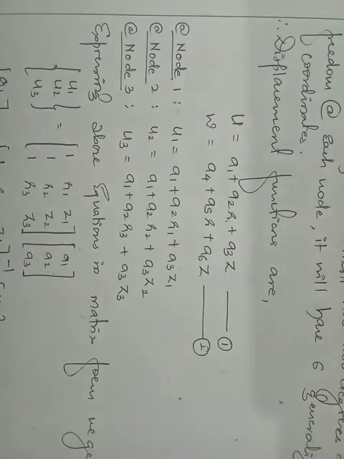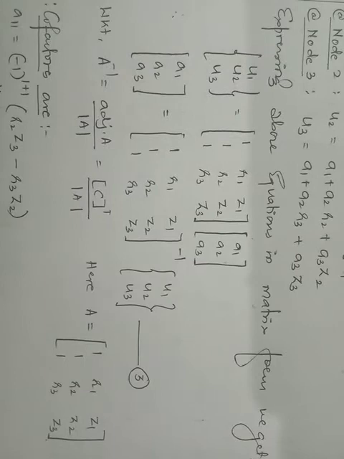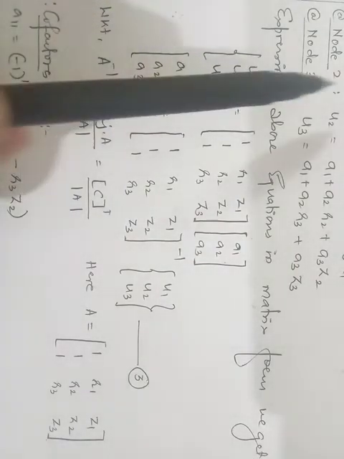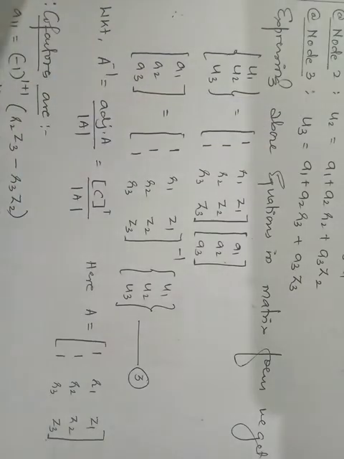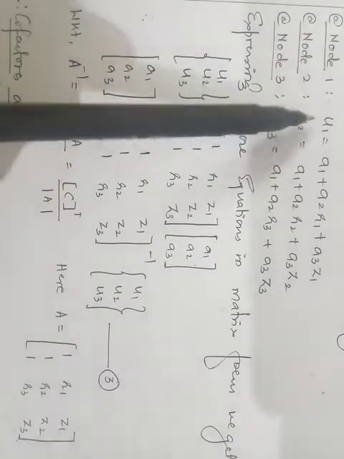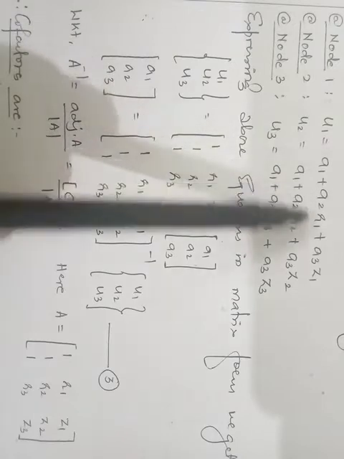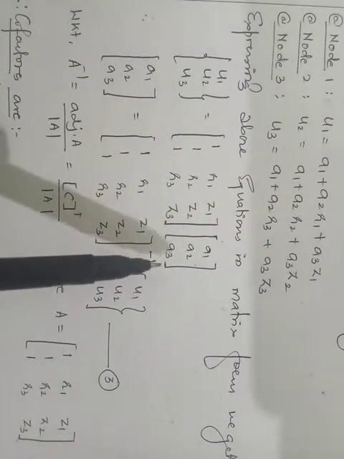Now I express this in the form of matrix. Expressing the above equations in the form of the matrix, we'll get this u1, u2, u3. I can just check out u1, u2, u3, that I have written here. Constants are a1, a2, a3, so I have noted it here.